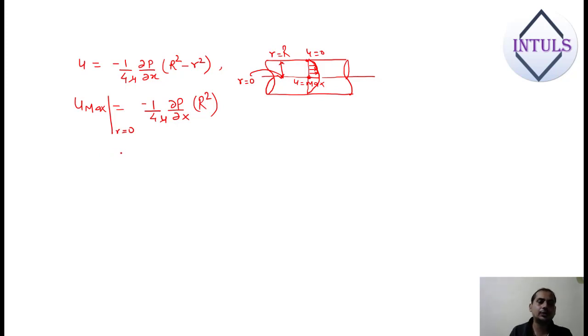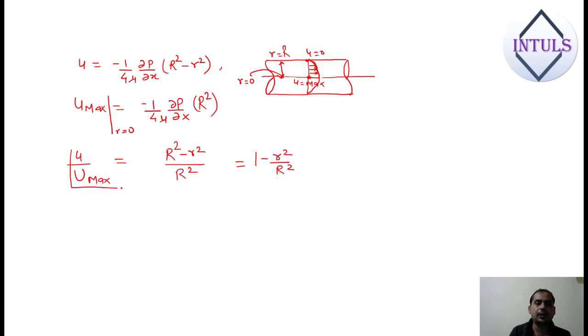So if you want to find the ratio of velocity and maximum velocity, so u by u max, that will be capital R square minus small r square upon R square, which results in 1 minus small r square upon capital R square. So that is the thing.